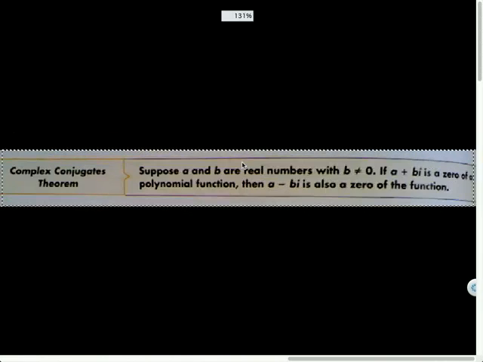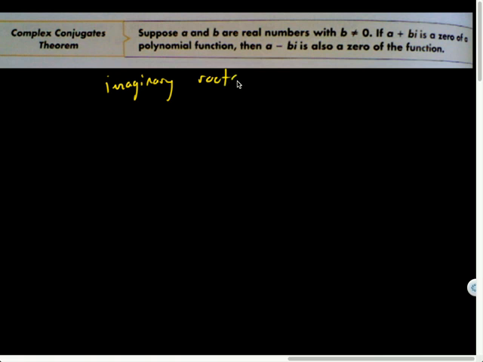So this is the last theorem we're doing today, but we'll do an example or 2 with it. So it says, suppose a and b are real numbers with b not equal to 0. If a plus bi is a 0 of a polynomial function, then a minus bi is also a 0 of the function. I just spelled function without the C.